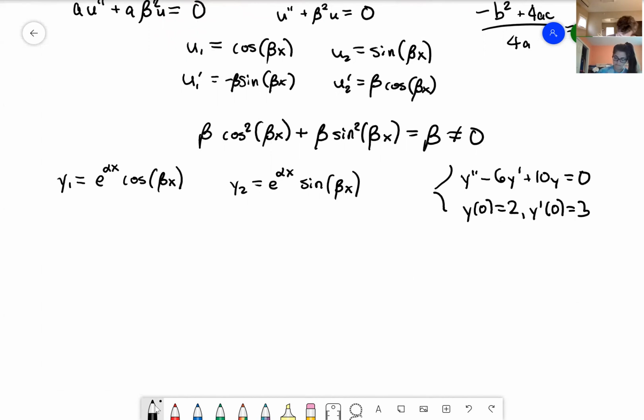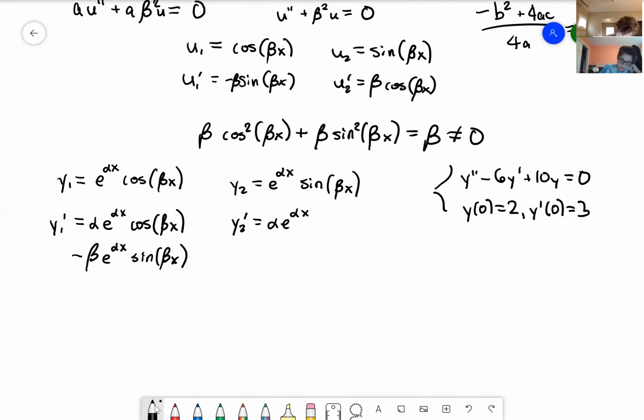But what we'll get for the Wronskian, so what happens here? We have y1 prime equal to alpha e to the alpha x cosine beta x plus e to the alpha x, and then cosine goes to negative sine, so this will be minus beta sine of beta x. And y2 prime will be alpha e to the alpha x sine beta x, and this time plus beta e to the alpha x cosine beta x.